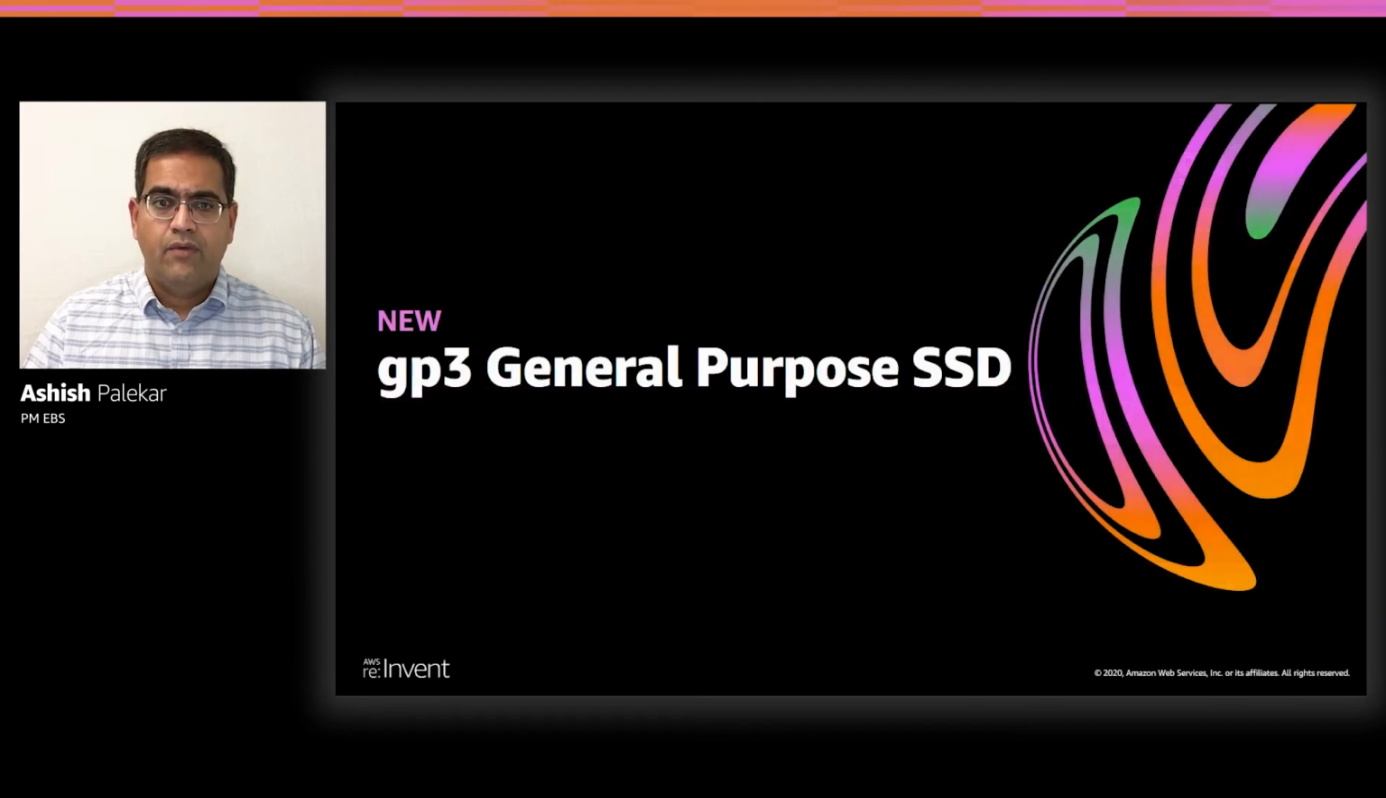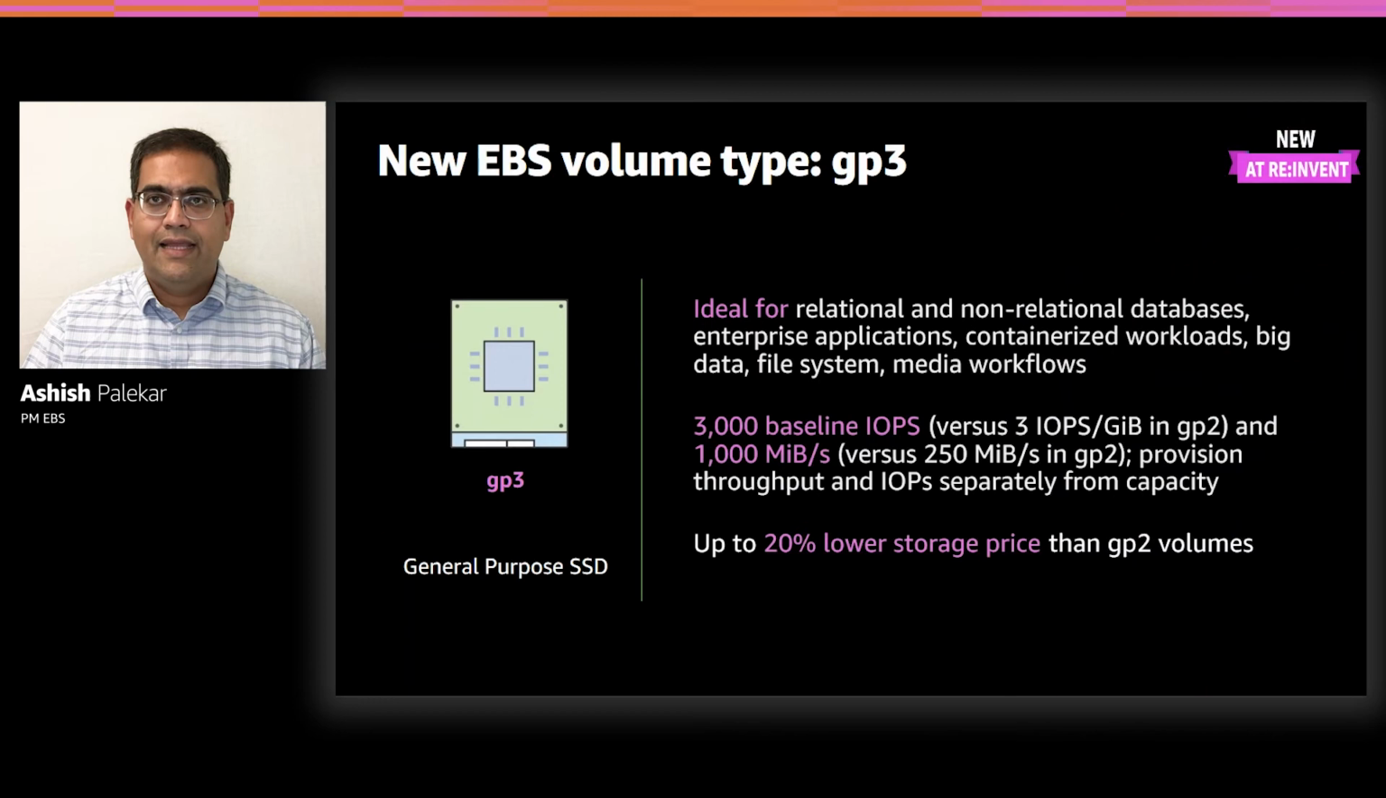So to solve that, at re:Invent, we are launching GP3, which is the next generation of our general purpose SSD volume. GP3 is ideal for relational and non-relational databases, for enterprise applications, for containerized workloads, big data workloads, file system, and media workloads. GP3 gives you 3,000 baseline IOPS and up to 1,000 megabytes per second, and you can provision throughput and IOPS separately from capacity. And it gives you up to 20% lower storage prices than GP2 volumes.